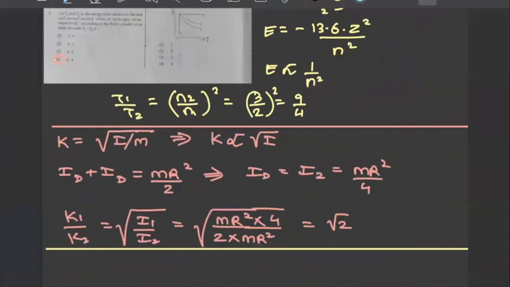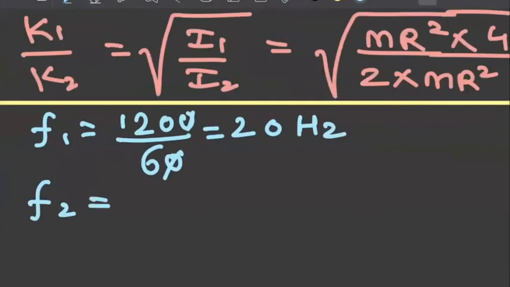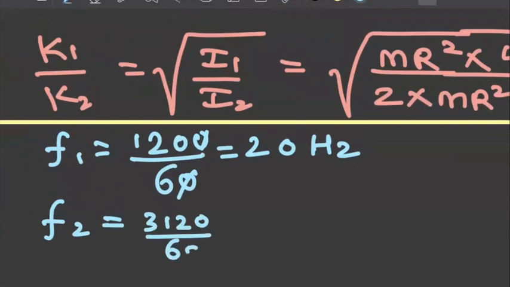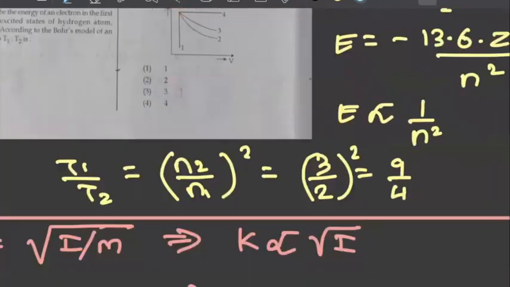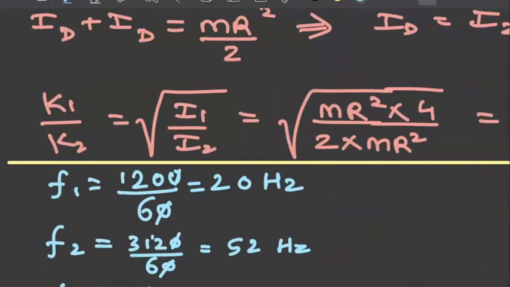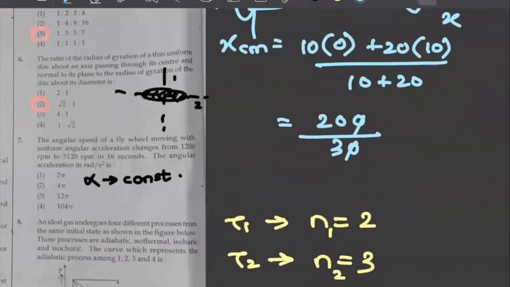okay, so they are telling me f1 is 1200 per minute. If I divide it by 60, 12 times 100 over 60, so 20 hertz, and f2 is 3120 per minute again, so 52 hertz, and then the time they have told me is 16 seconds. So what is required is the alpha value, the angular acceleration rate.